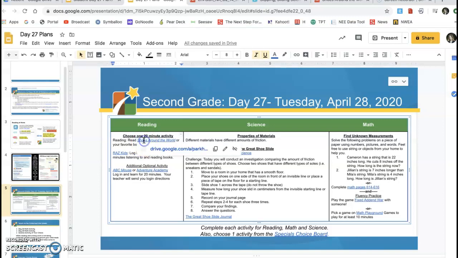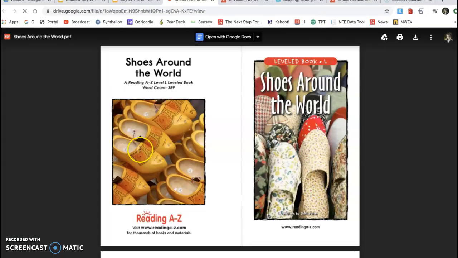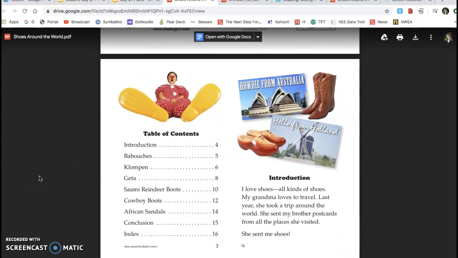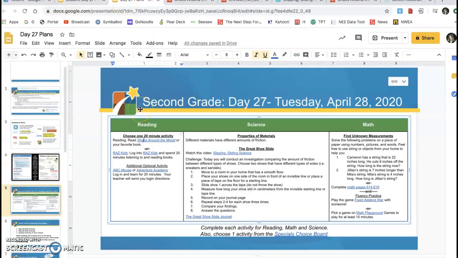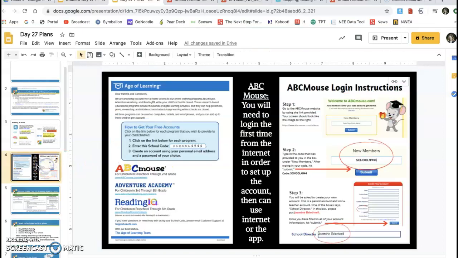For reading, they can read this book on Raz Kids, Shoes Around the World. Just a little interesting read and to learn about other cultures. If they don't want to do that, they can get on to Raz Kids and read a book of their choice. And then there's, of course, ABC Mouse, Adventure Academy, and if you need the login for that, it's on slide 4 right here. ABC Mouse and Adventure Academy should be the same login.